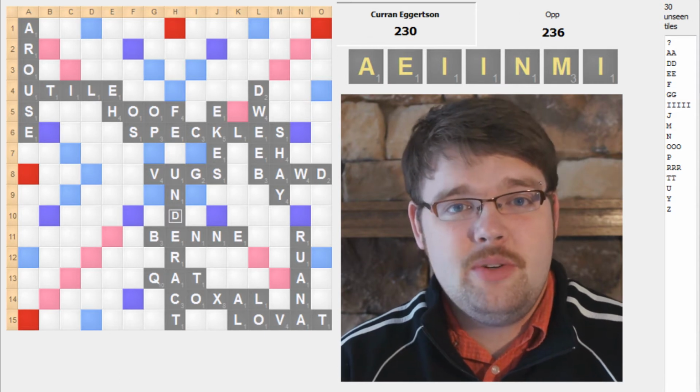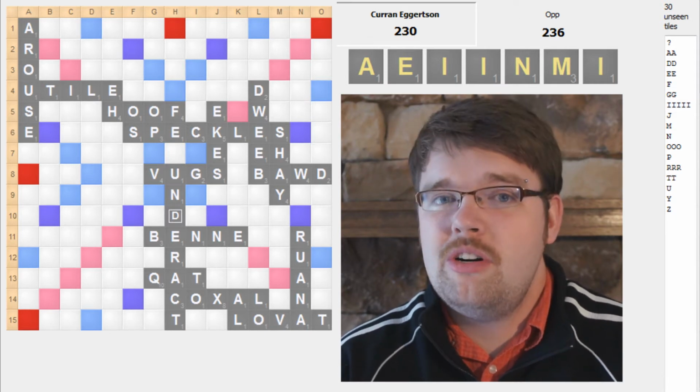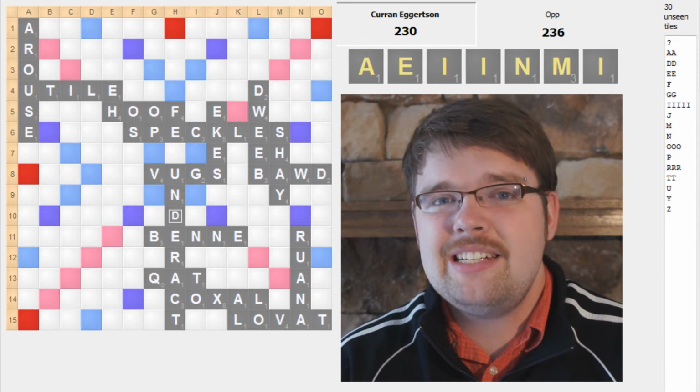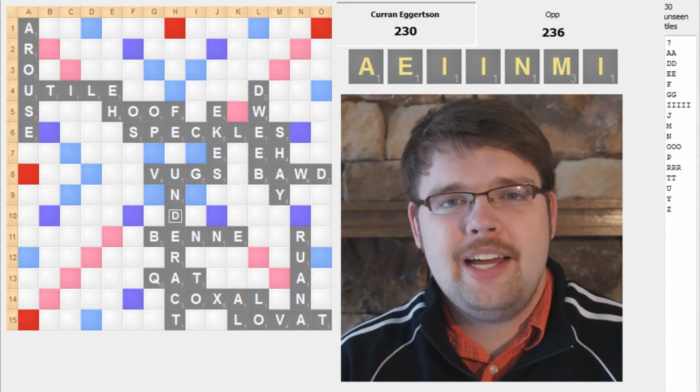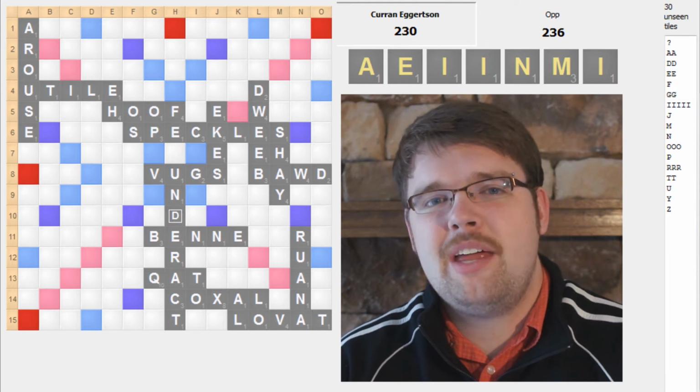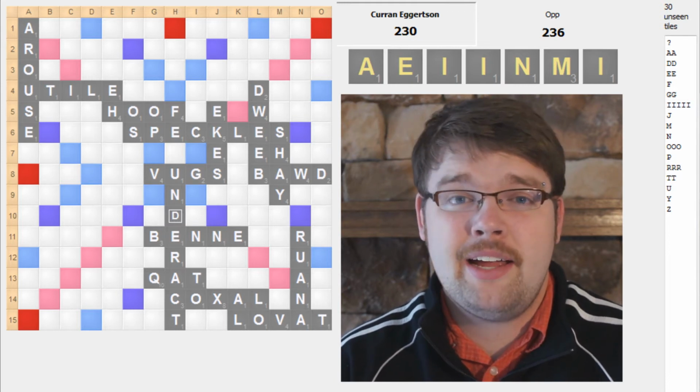I have 2 ways of doing that. Either I can look for a word that gets rid of at least 2 of my I's while still scoring decently, or I can just throw in, get rid of my 3 I's and hope that I don't draw more than 1 out of the bag.